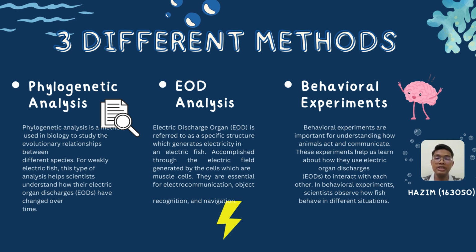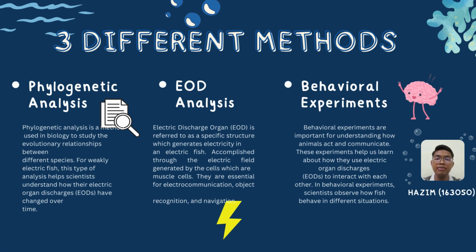EOD refers to a specific structure which generates electricity in an electric fish. This is accomplished through the electric field generated by the cells, which are muscle cells. These discharges are essential for electrocommunication, object recognition, and navigation. And finally, behavioral experiments. This is important for understanding how animals act and communicate.